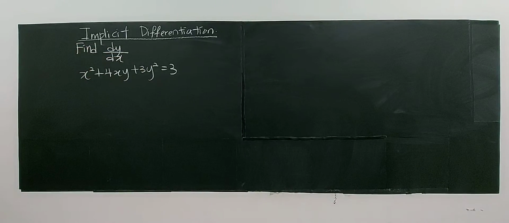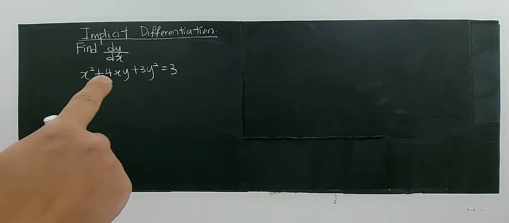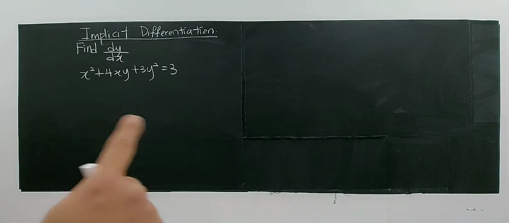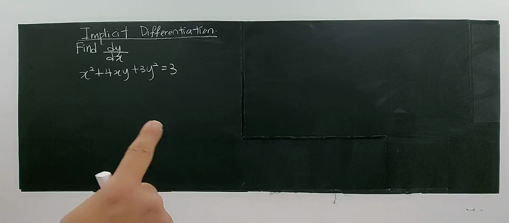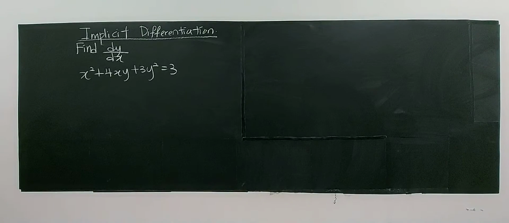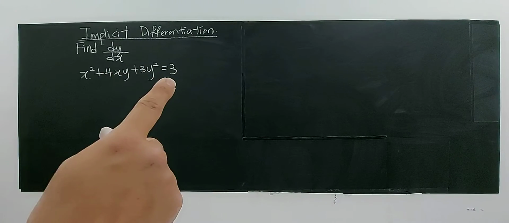So this is an implicit function, right? An implicit function is a function which relates x and y, an equation, such that the y cannot be easily expressed in terms of x.